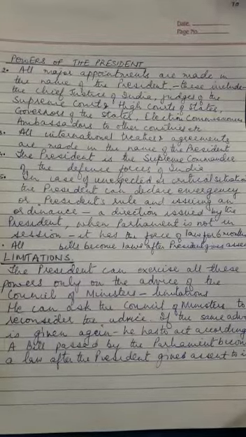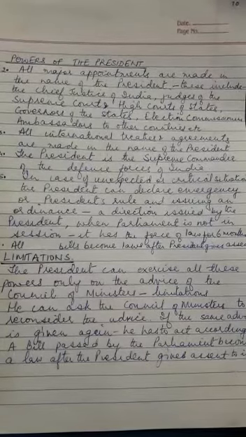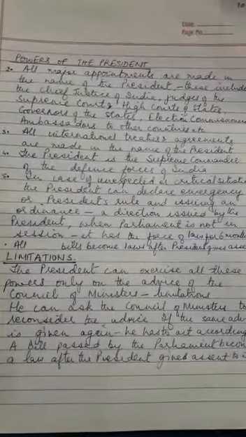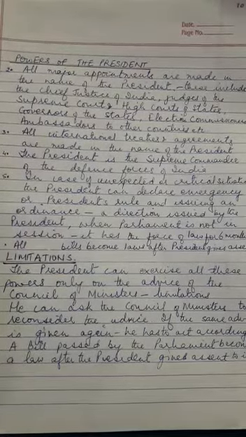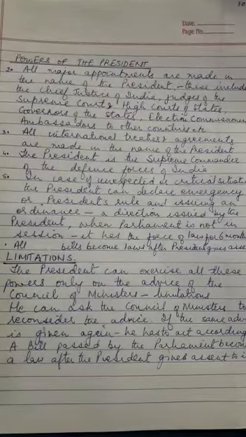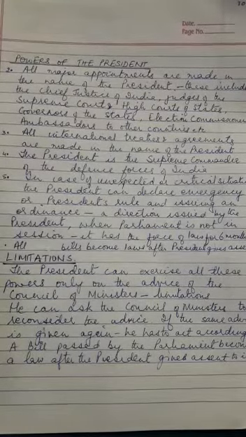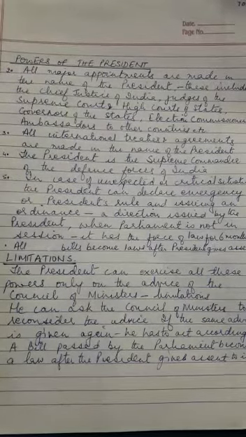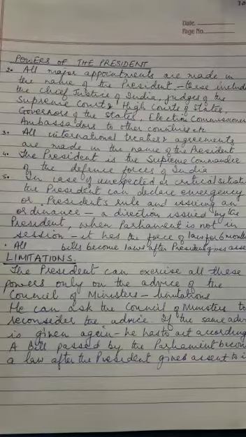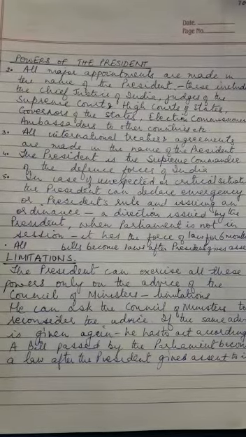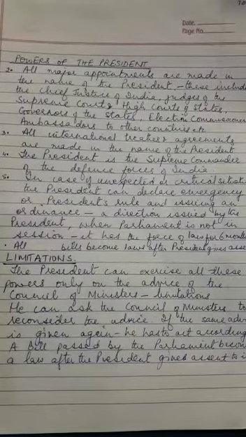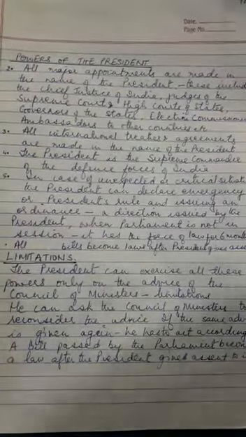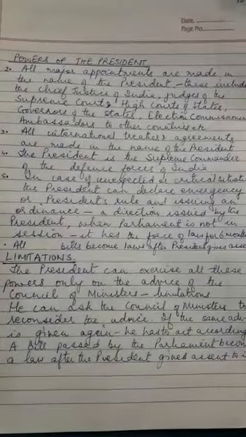Then in case of a very critical situation, an emergency can be declared or president's rule can be declared. President's rule means if the president gets a report from the governor of that state or any other source that the government of the state cannot be carried on according to the constitution, he can impose president's rule. So the government becomes unitary in nature.